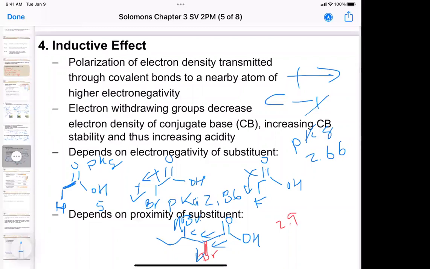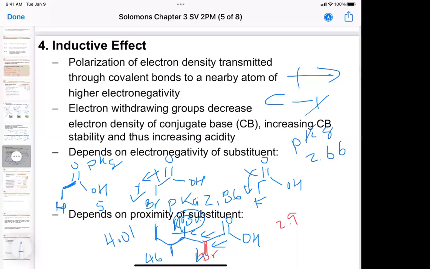It's being less stabilized by having those electrons pulled through the 2 bonds. It has to pull them through 3 bonds. So when our bromine moves to here, our pKa goes to 4.1. And if we move it over one more, it goes up again to 4.6. And if we move it over one more, it's going to go back to just like it wasn't there at all. So proximity is important here. The closer you are, the more it's going to affect the acidity of your product.